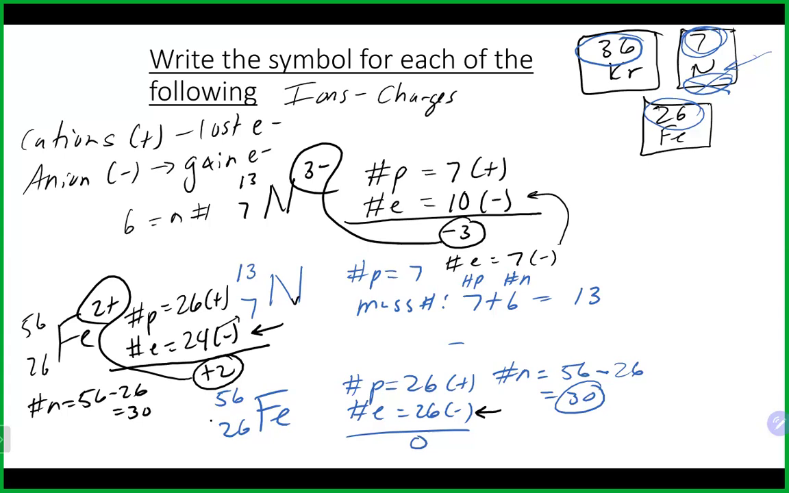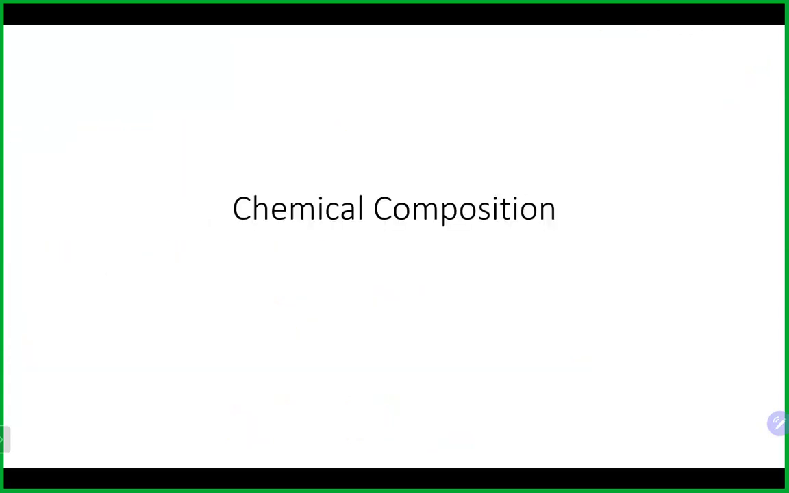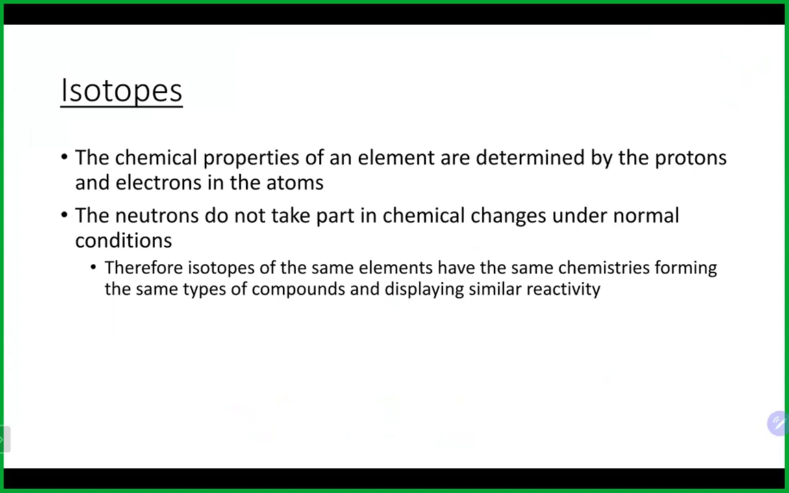Any questions on things with charges and what affects it? No? Okay. All right. So as I mentioned before, isotopes are really determined by the number of neutrons.